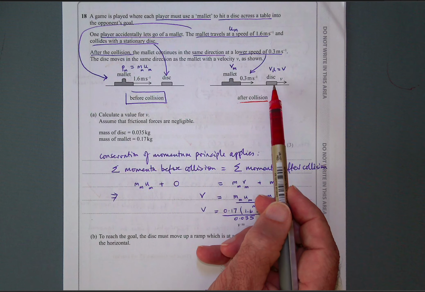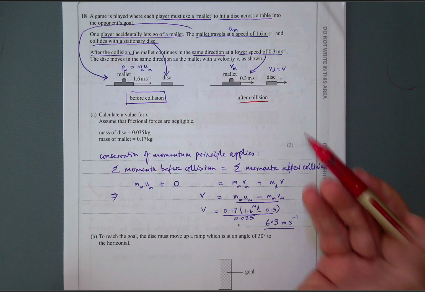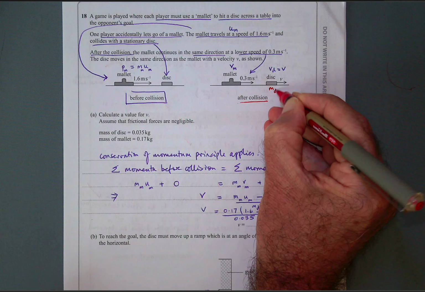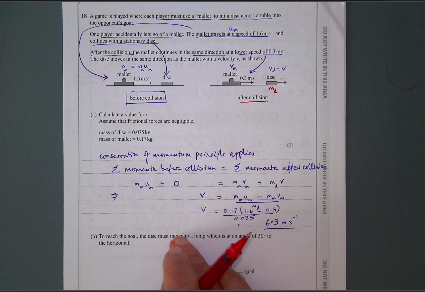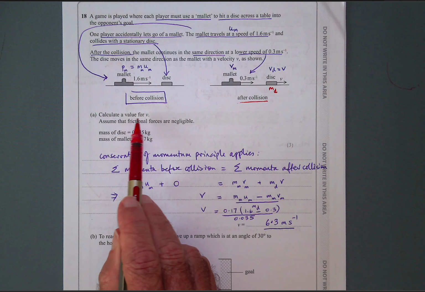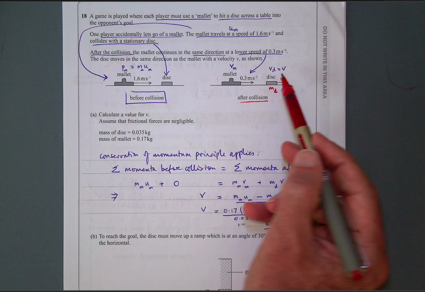So we know that we need to know the mass of the disc. That could be md. And we want to find the velocity v. So it says calculate a value for v. V, in this case, they mean the velocity of the disc.